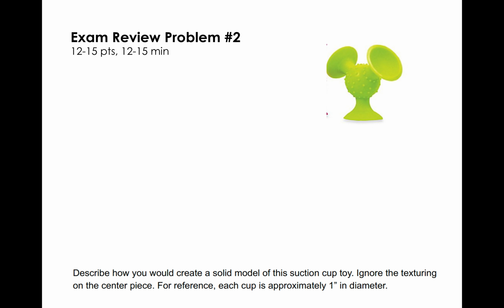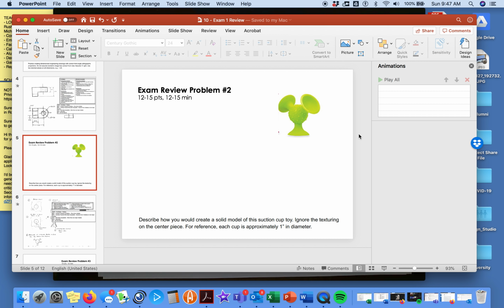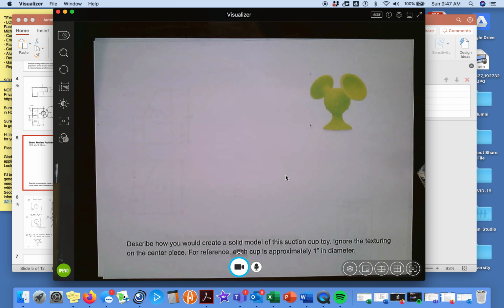I'm saying describe how you would create a solid model of the suction cup toy. Ignore the texturing on the centerpiece. So the texturing are these little nubs. You don't need to worry about them. For reference, each cup is about 1 inch in diameter. Okay, so it's giving you some sense of scale for how big this thing is. Okay, so let us go ahead and work on this problem. I'm going to flip over to the document camera again.